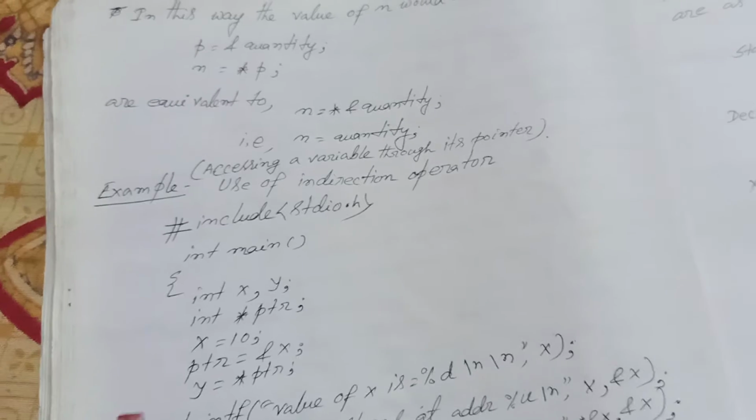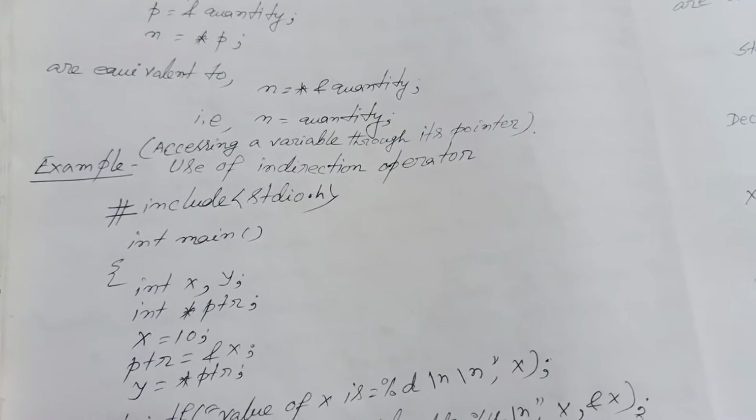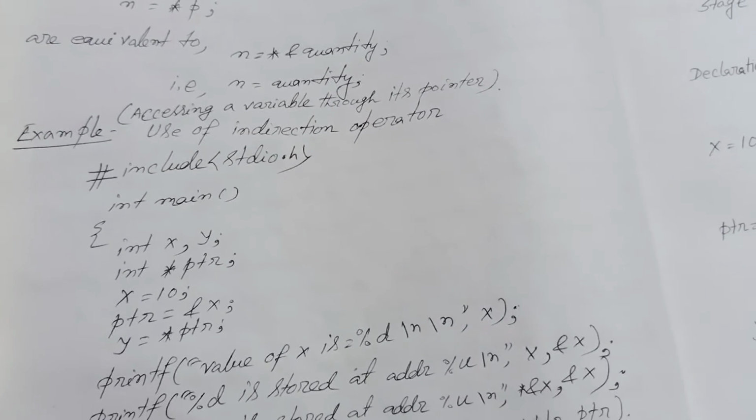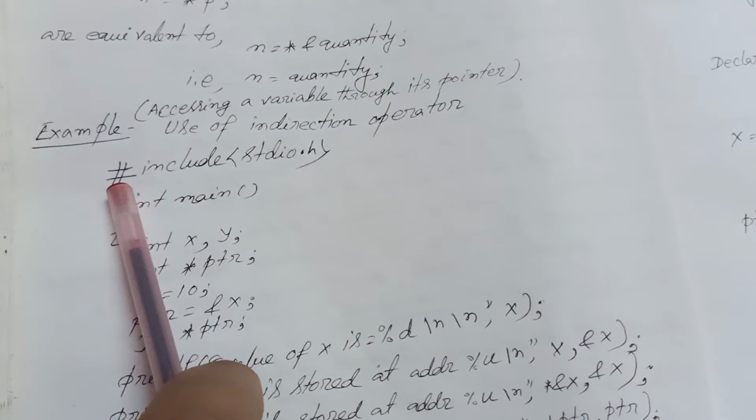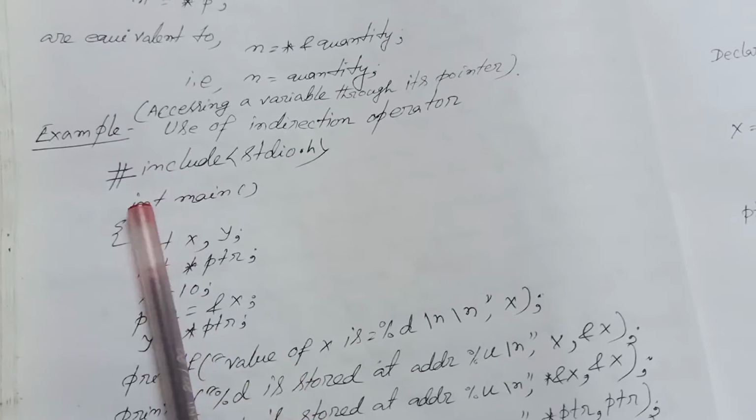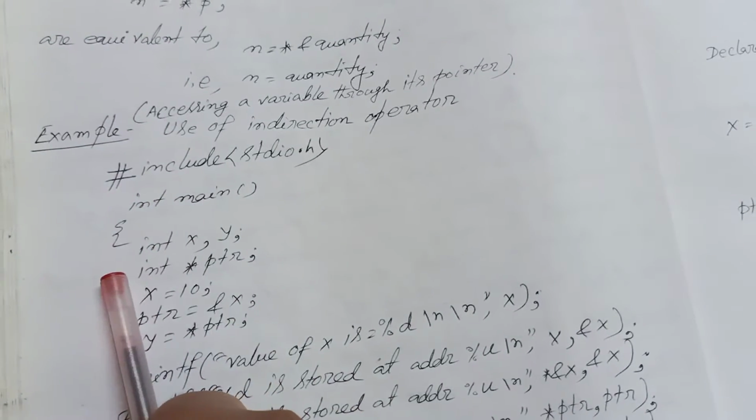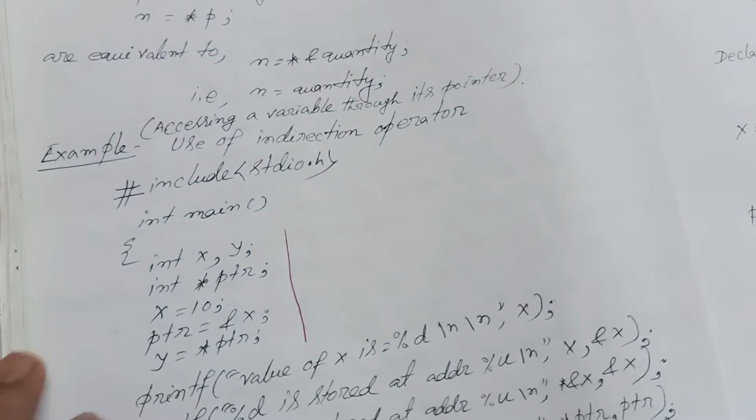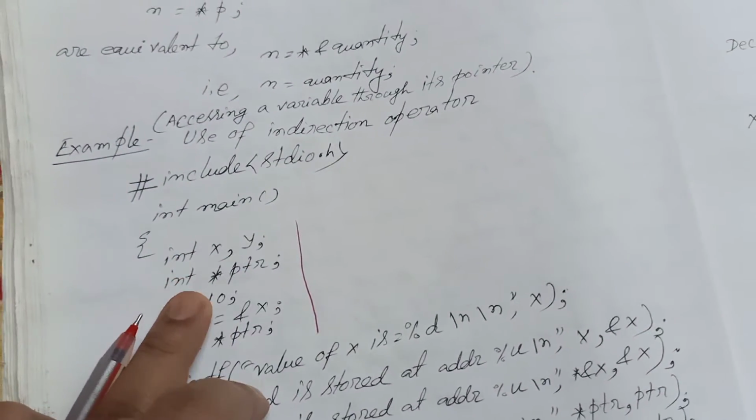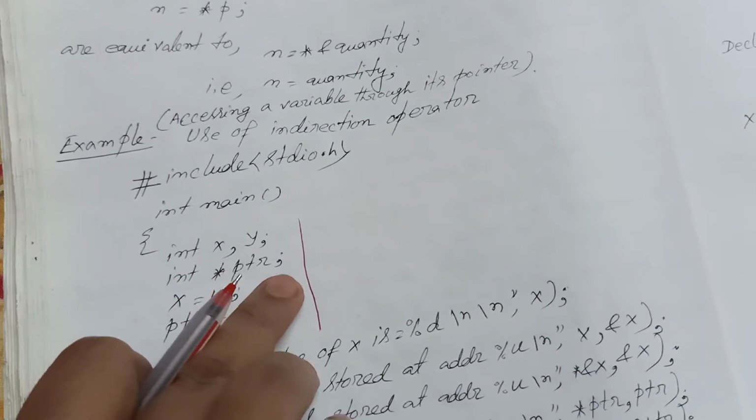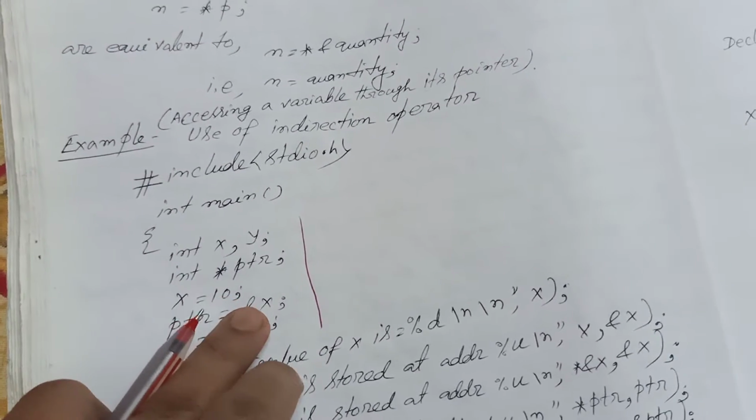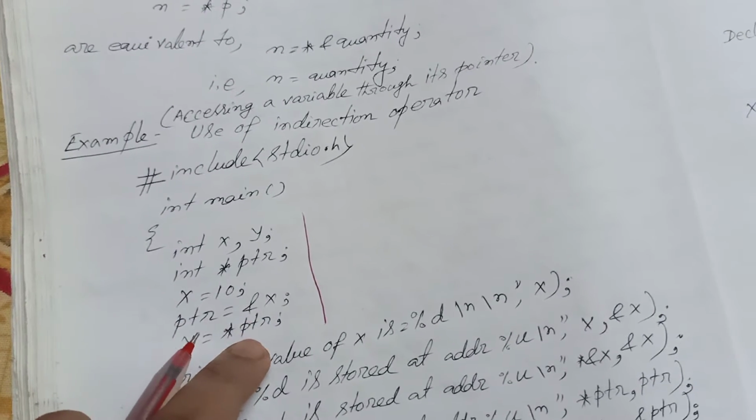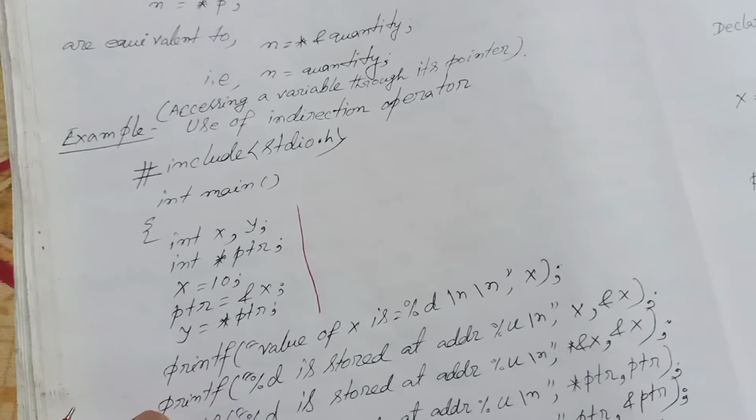Now let's take an example to access a variable through its pointer, that means the use of the indirection operator. So let's start with include stdio.h, in the main function start, and in the declaration part int x, y. Next, int pointer ptr, x equal to 10, ptr equal to ampersand x, y equal to asterisk ptr.